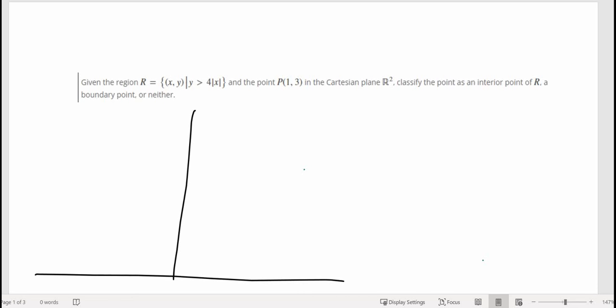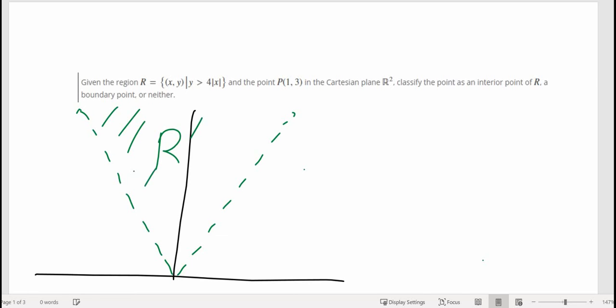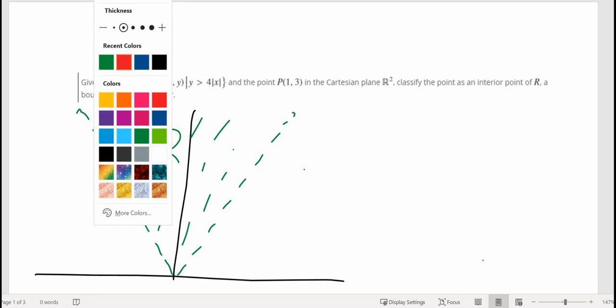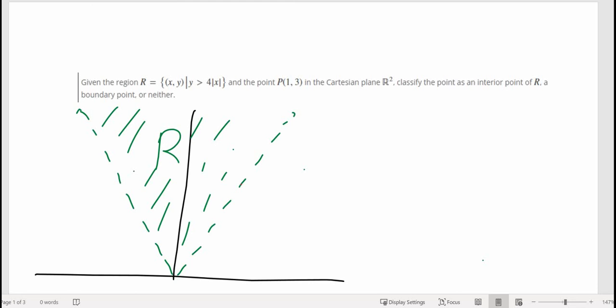So picture-wise, what's going on is we have this region R, and if I were to graph that absolute value, it would look like a V shape, and that would consist of all the stuff inside of here. So I'm just going to label that. Now we have this point (1, 3), and we don't know right off the top of our heads whether this is in the region, out of the region, or right on the edge.